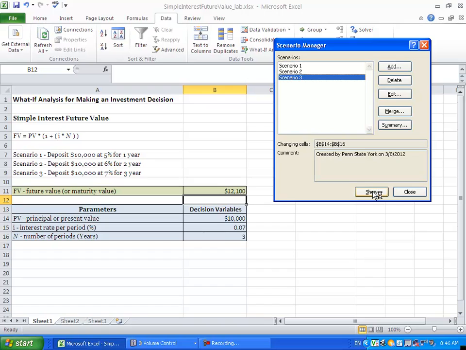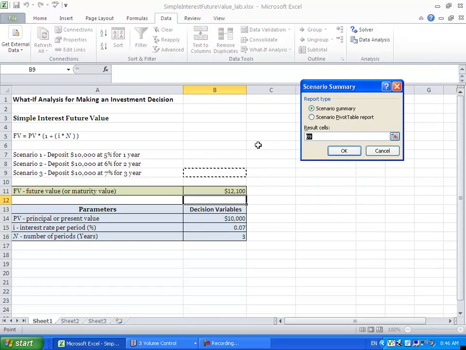So suppose you were a banker and your customer's coming in and you were going to present them with these three scenarios. Wouldn't it be nice to show them a picture, to actually give them a visualization of what this data looks like? Well, we can do that. First of all, what we want to do is click summary and make sure the resulting cell is selected as the cell in which the formula is located.